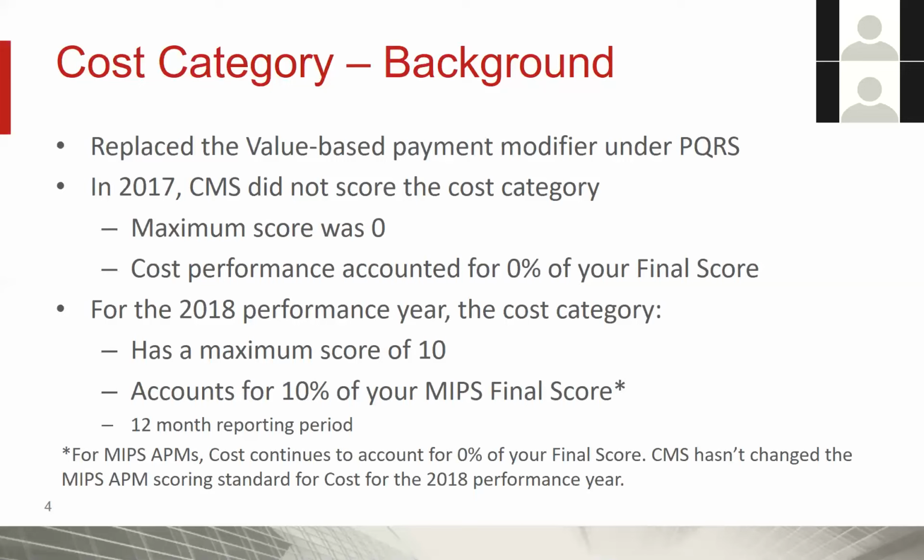your MIPS final score. It's important to note for those of you who may be participating in MIPS as a MIPS APM, cost will continue to account for 0% of your MIPS final score, and CMS hasn't changed the MIPS APM scoring standard for cost for the 2018 performance year. Just something to keep in mind for those of you who are performing as MIPS APMs in the MIPS program. It's also important to note that this performance category is evaluated over a 12-month reporting period. Just to remind you that the reporting period for the 2018 MIPS program year started on January 1st, 2018 and ran through December 31st, 2018.